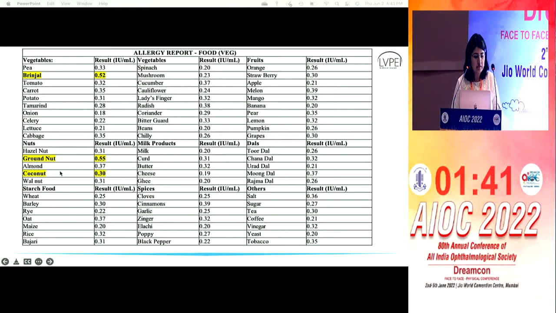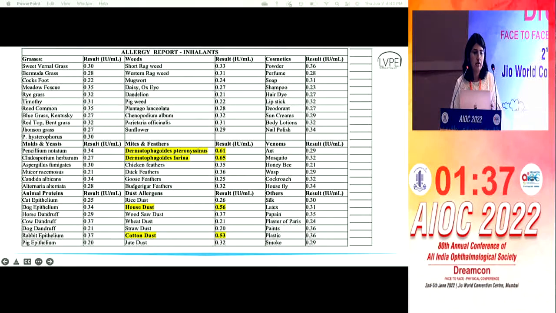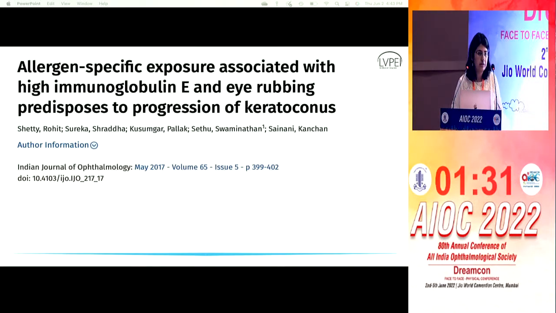So here you can see the patient had sensitivity to these agents. And so once the agent is identified, we counsel the patient to avoid them. This has also, again, been reported in literature where complete resolution of the signs was seen once the allergen was avoided, and this way, administration of either topical or systemic immunosuppression can be avoided in these cases.